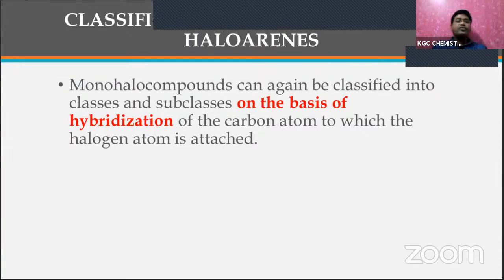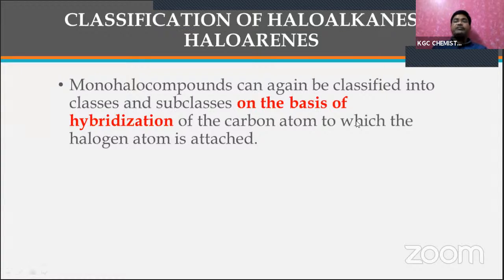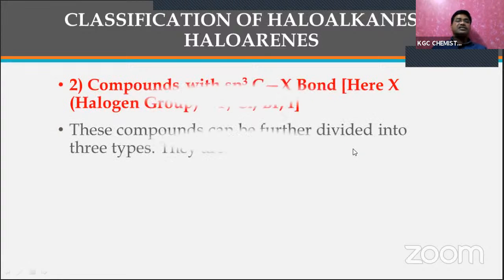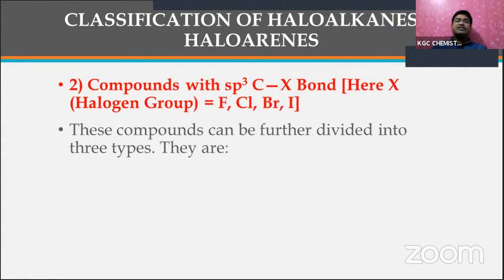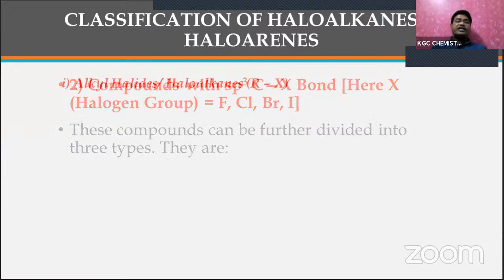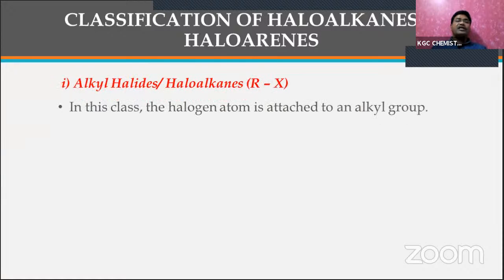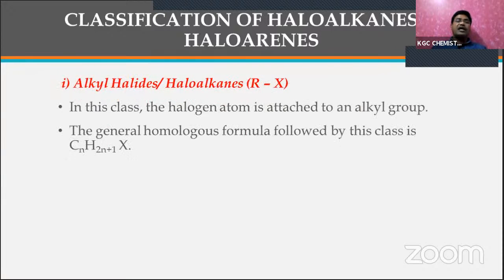Monohalo compounds can again be classified on the basis of the hybridization of the carbon atom with the halogen attached. We already discussed this one. Compounds with an sp3 C-X bond, where X is a halogen: fluorine, chlorine, bromine. These compounds can be further divided into three types. They are alkyl halides, haloalkanes. In this class, the halogen atom is attached to an alkyl group.